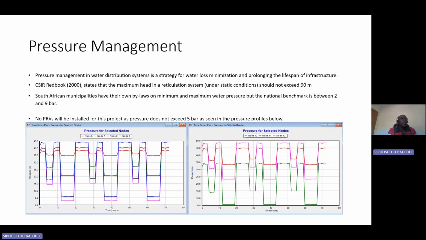And the CSIR Red Book states that the maximum head in the reticulation system under static conditions should not exceed 90 meters. But some South African municipalities have their own bylaws on minimum and maximum water pressure, but the national benchmark is between 2 and 9 bar. So no PRVs will be installed for this project because pressure does not exceed 5 bar as seen in the pressure profiles. So if it exceeded 9 bar, then we would be considering pressure management.